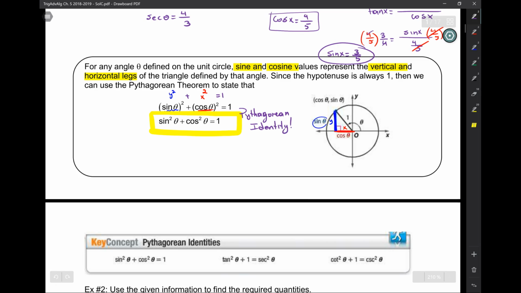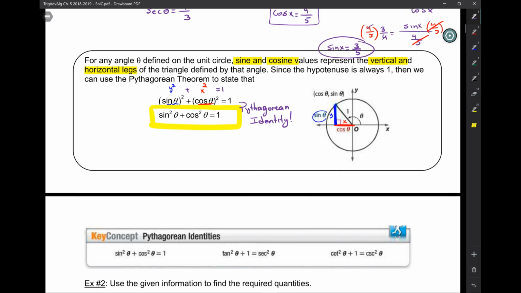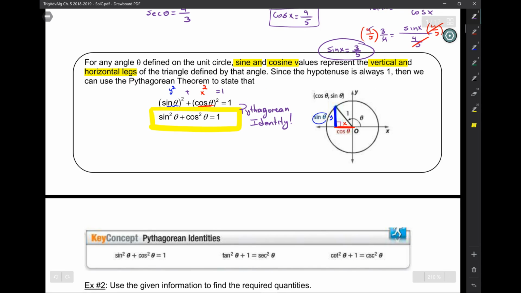All right, and that's something that everybody just knows. If somebody taps you on the shoulder and says, hey, what's the Pythagorean identity? You just go, oh, sine squared theta plus cosine squared theta equals 1. We love that identity so much that we're going to have a little fun with it. So here, I'm going to write it: sine squared theta plus cosine squared theta equals 1.